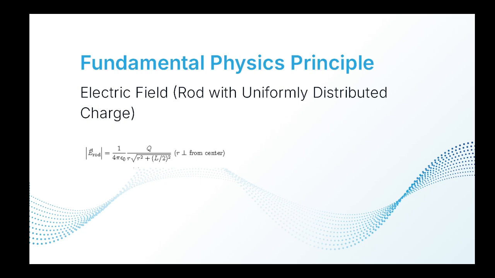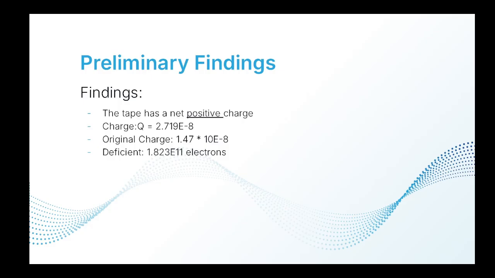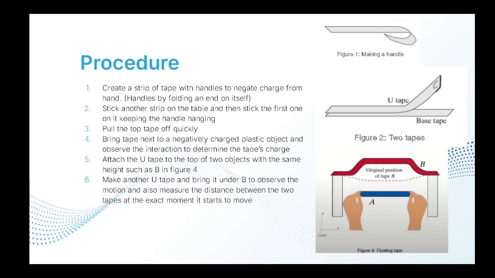Some assumptions we're going to make are that the charge is evenly distributed, very important of course in this case, then no air resistance affecting the force, and that both tapes are charged exactly the same. So here are the findings we found this time around. Of course, it still has a positive charge, but the charge is 2.719 e to the negative 8 this time, compared to the 1.47 e to the negative 8. Deficient 1.8 e to the 11th electrons.